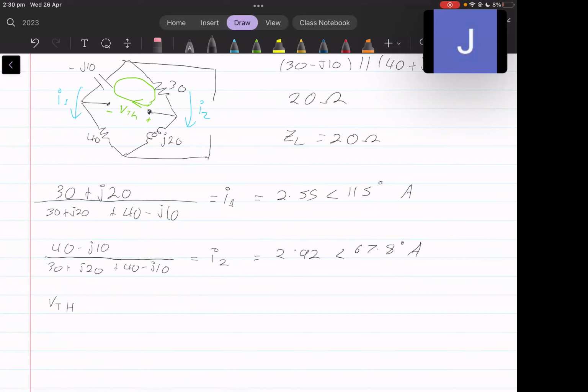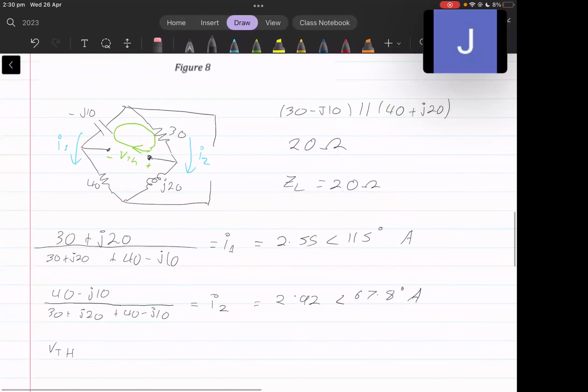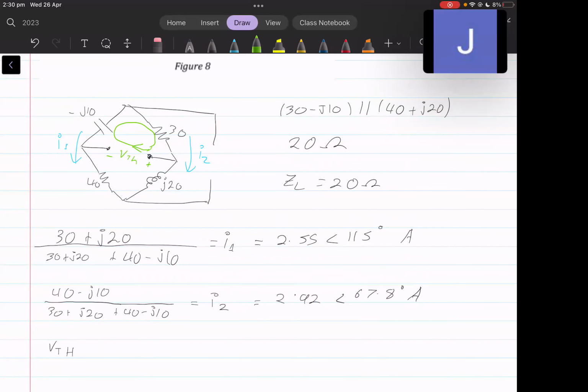So then we can go V Thevenin. And we need to work out what the voltage across these two is, right? So if we want to assume, we need to pick one side to be positive, one side to be negative, right? So let's say that, and that all the way around.